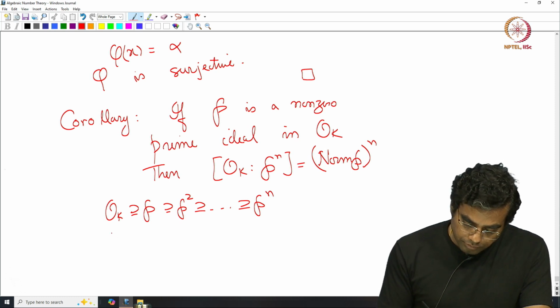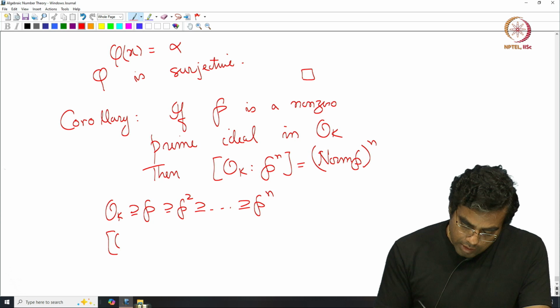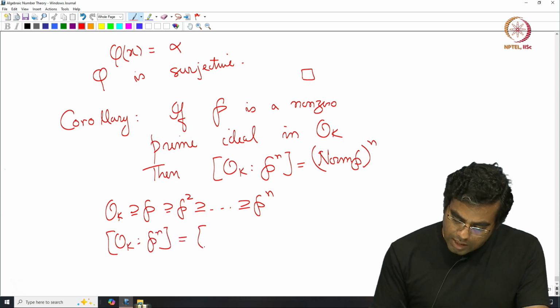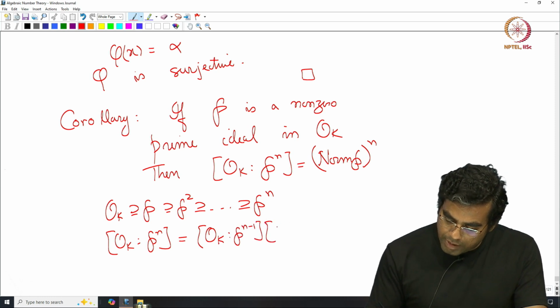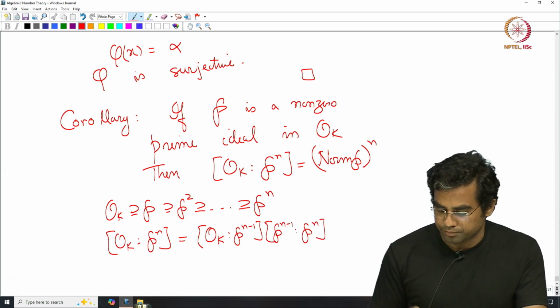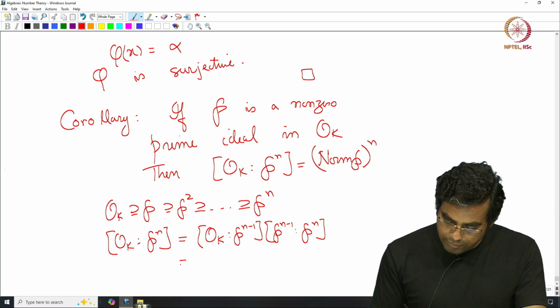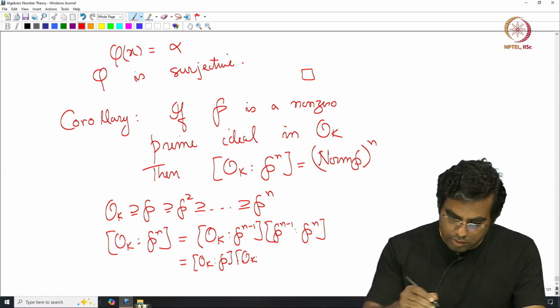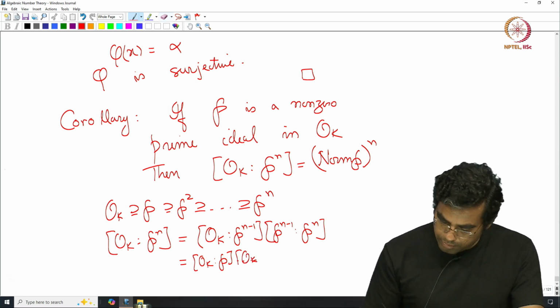And so, what you have is the index of P^n in O_K is the same as the index of P^(n-1) in O_K multiplied by the index of P^n in P^(n-1), and we can keep going. So, what we get is O_K, P and so on. So, let me write one more term here.